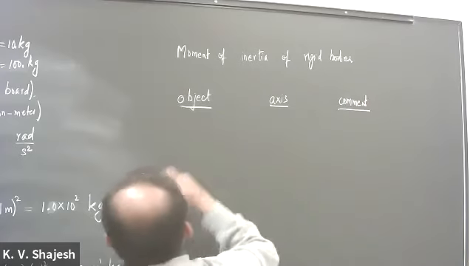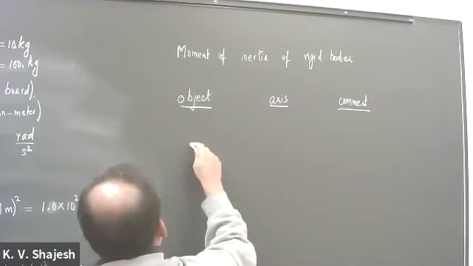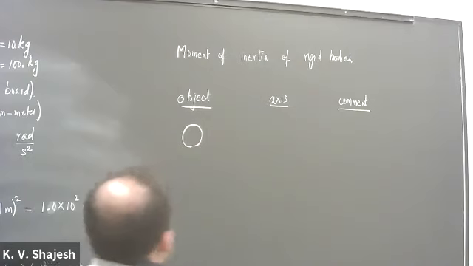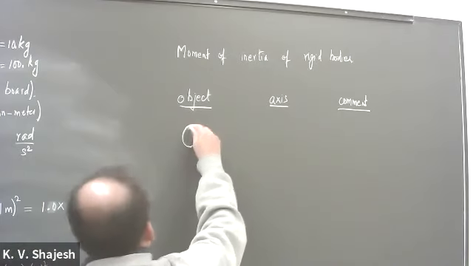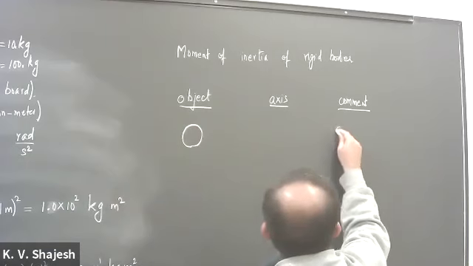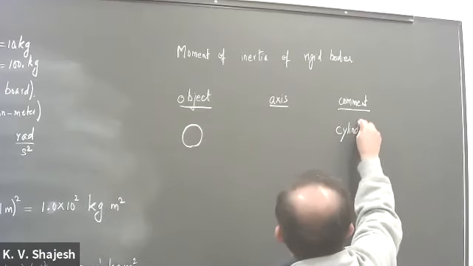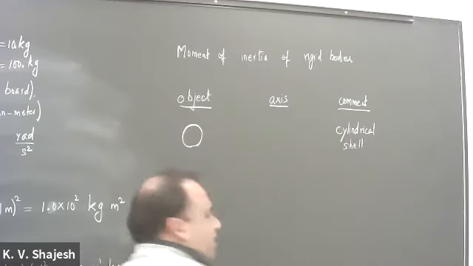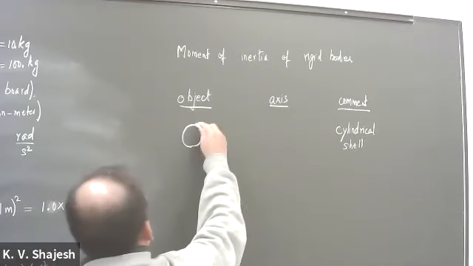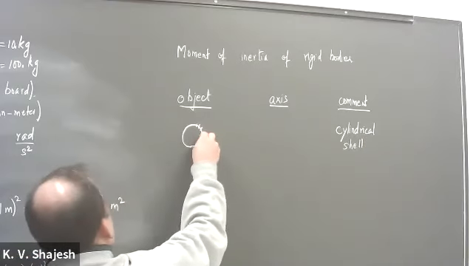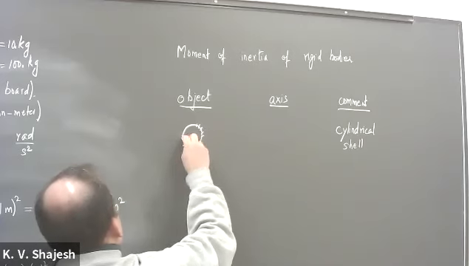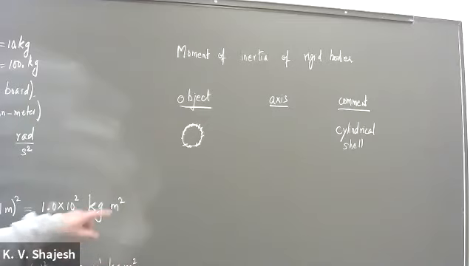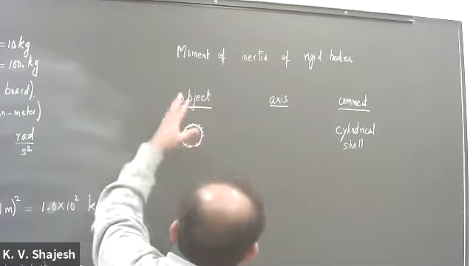So let me draw a diagram here. So this is a cylinder. So this is a cylinder as seen from the top of the board, but this is a cylindrical shell. That means to say that all the mass is concentrated on the extreme part of the radius. It's not a solid cylinder. Solid cylinder will be when the mass is completely occupied from the center to the radius, it is completely filled.